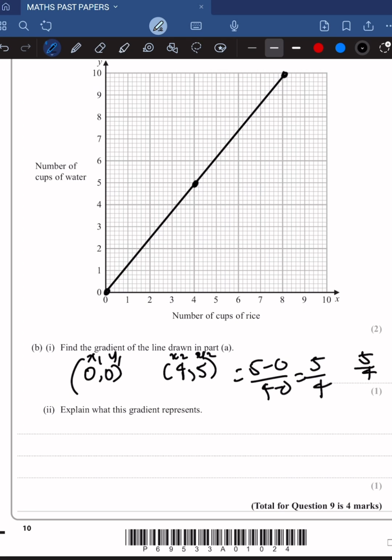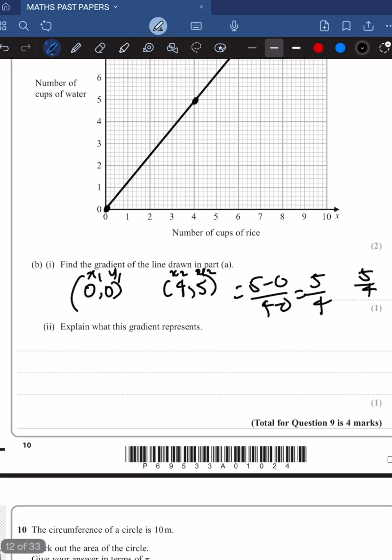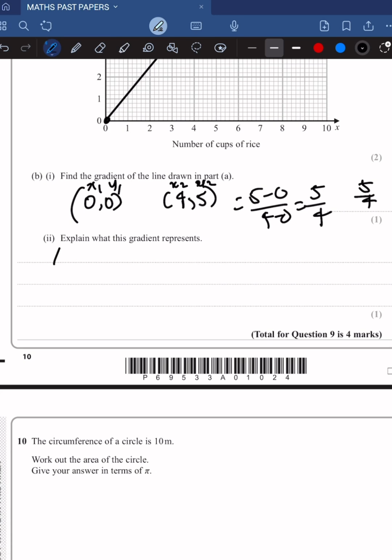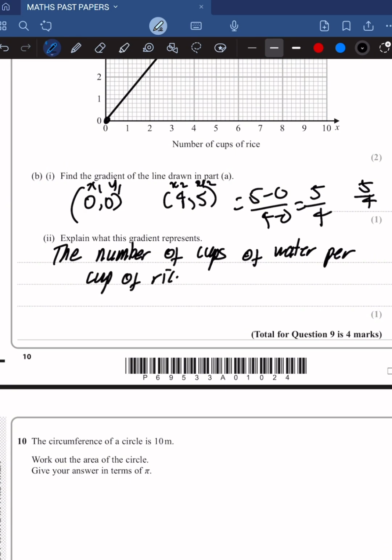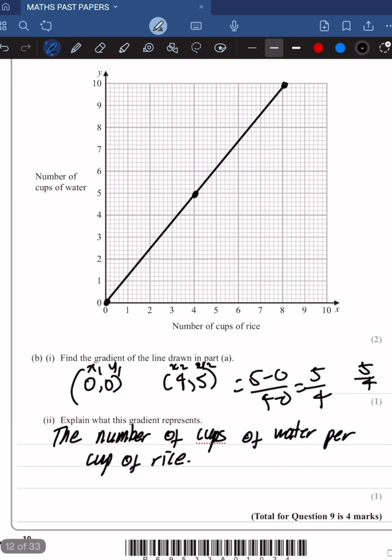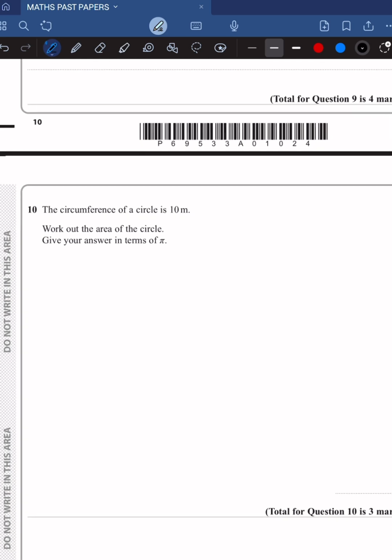Explain what this gradient represents. Well, what this gradient represents is the number of cups of water per cup of rice, which remember is change in y over x, and our y is our water and our x is the rice. Next question.